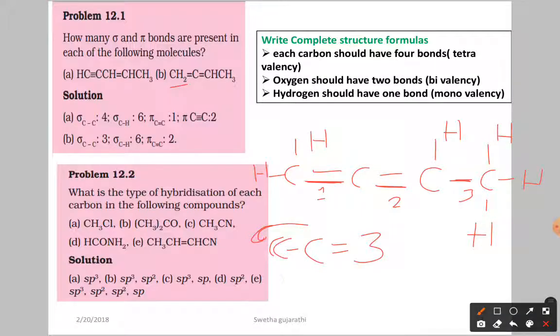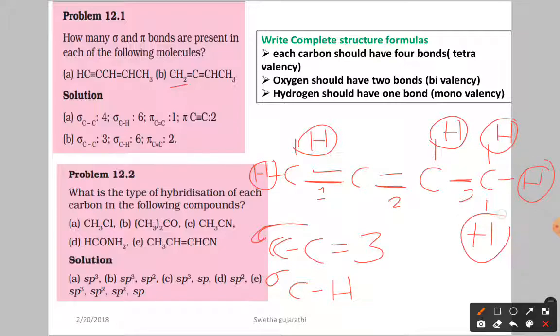Next, carbon hydrogen sigma bonds, how many are there? Let us count. This is the first one, second, third, fourth, fifth, sixth. So six we have. Next, pi bonds, how many are there? In this double bond we have one pi bond, and in this other double bond we have one pi bond. So total we have two pi bonds.